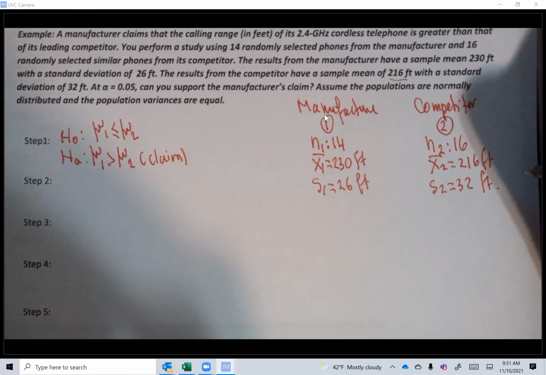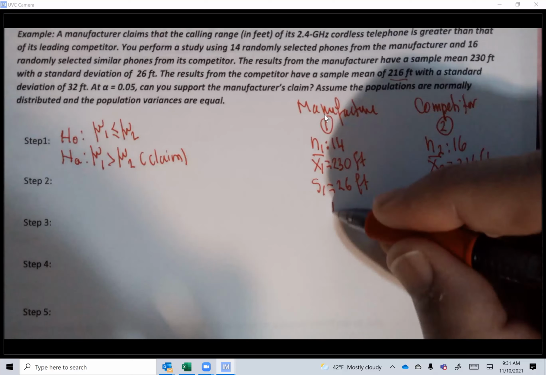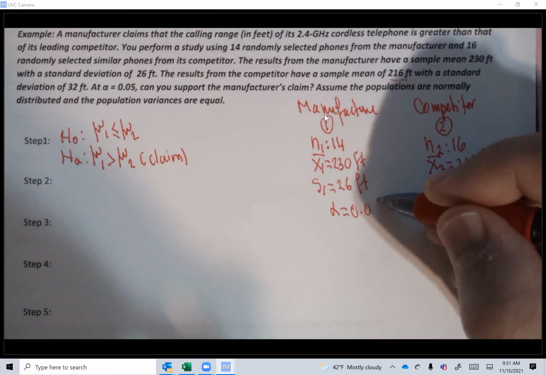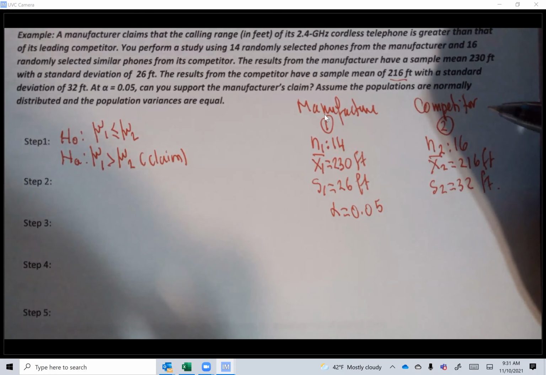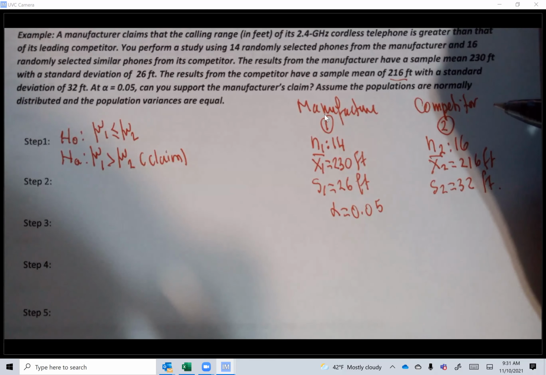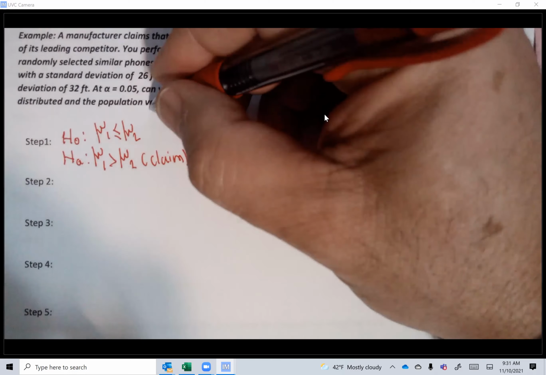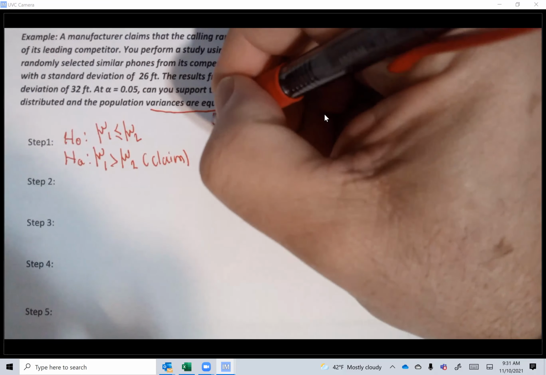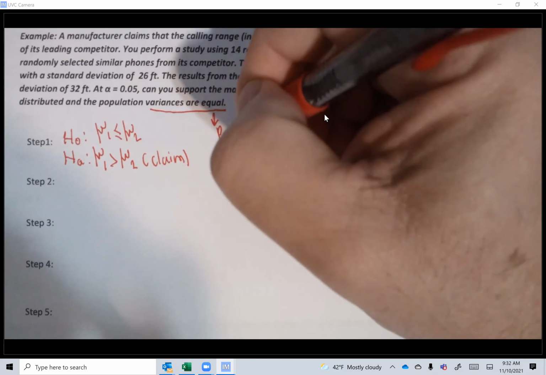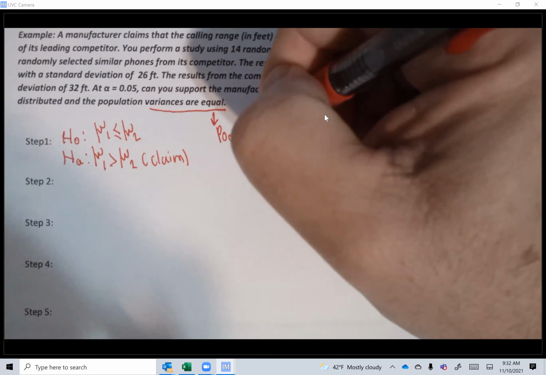Okay, at alpha equal 5%, can you support the manufacturer claim? Assume populations are normally distributed and the population variances are equal. What does it mean for us here, guys? When we go to pooled, we're gonna select what? Yes.